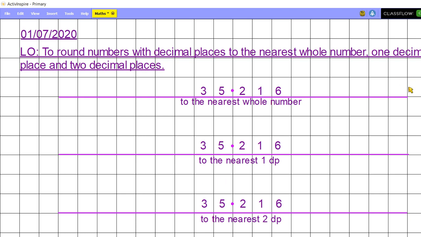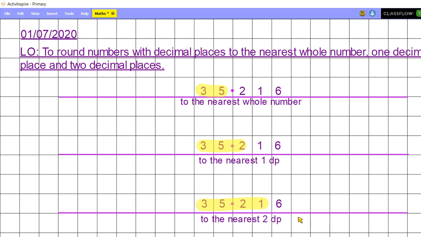When we talk about the whole number, we think about the number in front of the decimal places, okay? So for the nearest whole number here, we are focusing on this bit. Then when we do this one, we're focusing on this because it's 1 decimal place, so it's got 1 number after this decimal point. And this one is 2 decimal places, so it's got 2 numbers after the decimal point. So those are the things that we're going to be focusing on today.